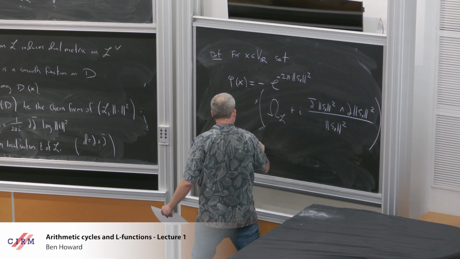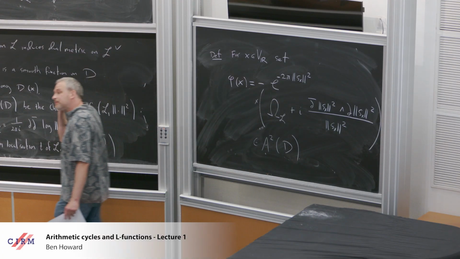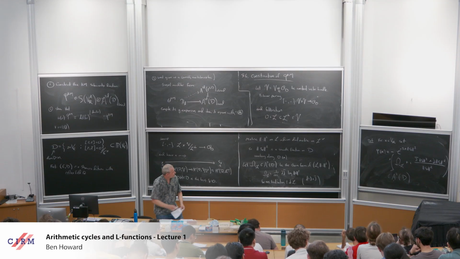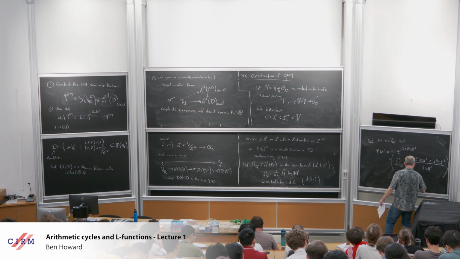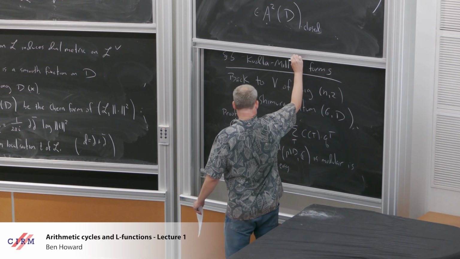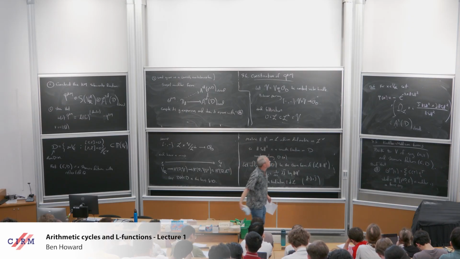So what is this thing? It's a 2-form in the Hermitian symmetric domain. And it's easy to check that it's closed. I'll let you admire that. So this is not quite phi KM.